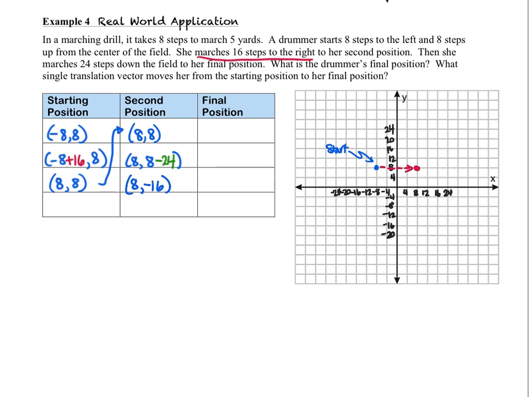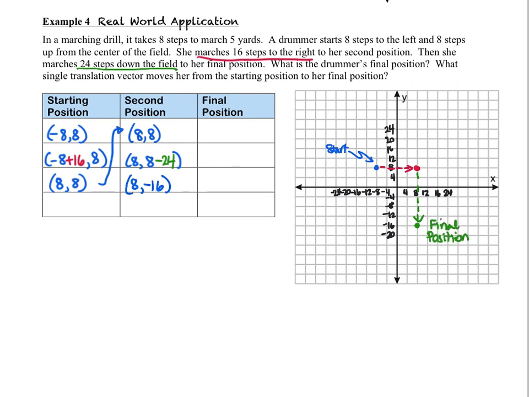Next, the marcher marched 24 steps down the field. So that's going to be 2, 3, 4, 5, 6 because we're scaled by 2s. And that means the marcher took this path to get to the final location.